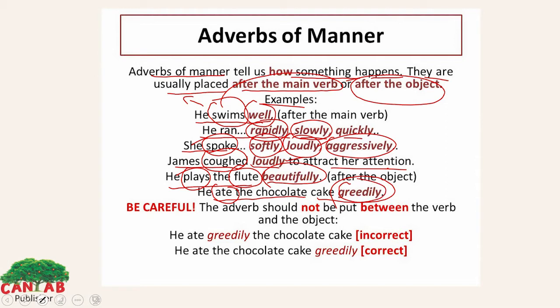Adverb of manner. But be careful, the adverb should not be put between the verb and the object. आपने adverb कभी भी verb और object के दरमियान में नहीं लगाना. जैसे कि he ate greedily the chocolate cake. It's incorrect. The correct one is he ate the chocolate cake greedily.